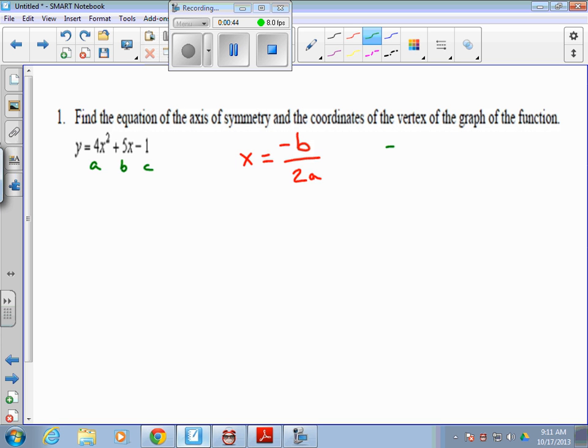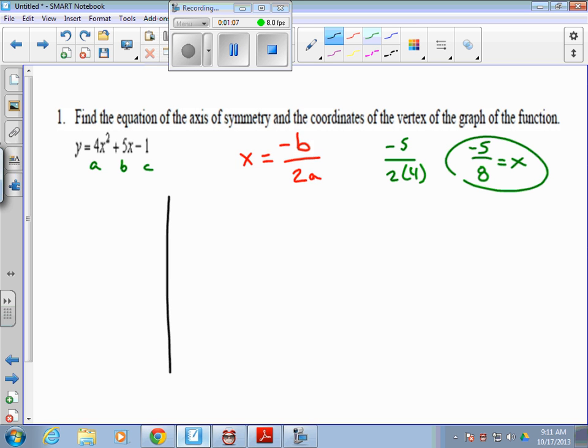Negative b would be negative 5 over 2 times a's value, which would be 2 times 4. So your x value would be negative 5 over 8. So x equals negative 5 over 8. It says find the axis of symmetry. That is a vertical line. X is negative 5 over 8. You don't have to graph it, but if you look at it on an ordered plane, if this was 0 and this was 1 right here, 5/8 would be a little bit past halfway.